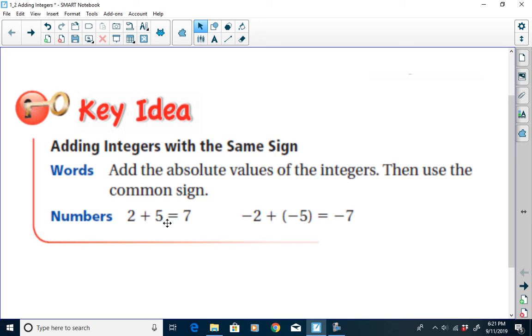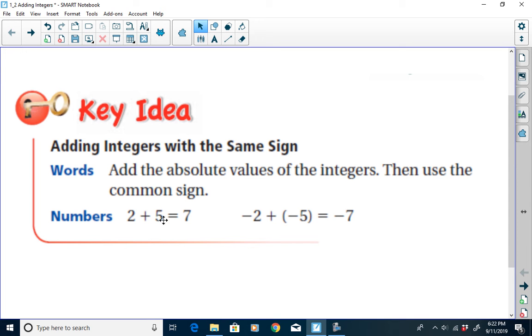For example, if we take a look at the integer sum of 2 and 5. 2 is a positive integer, 5 is a positive integer, so we're adding integers of the same sign. I add the absolute value of 2 and 5, that's going to give us 7, and we keep the sign the same.